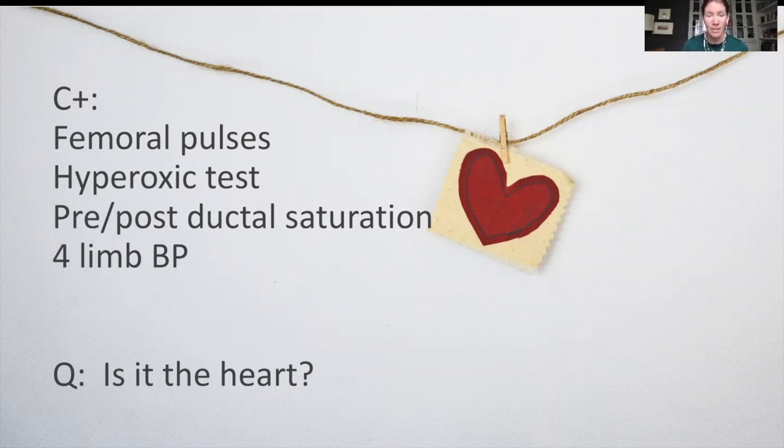The third thing for C+ is the pre-post ductal saturation. So what that is, is that you're going to check a SAT in the right hand and one of the feet. And if there's more than a 3 to 7% difference between the right hand and that one of the feet, it is suggestive, again, of critical congenital heart disease. Lastly, we're going to do a 4-limb BP. And if the blood pressure in the legs is lower than in the arms, that is another indication that there perhaps is an obstruction on the left side of the heart, like a coarctation of the aorta. And so with all of these C+ tests that we're doing, we're answering the question, is it the heart?